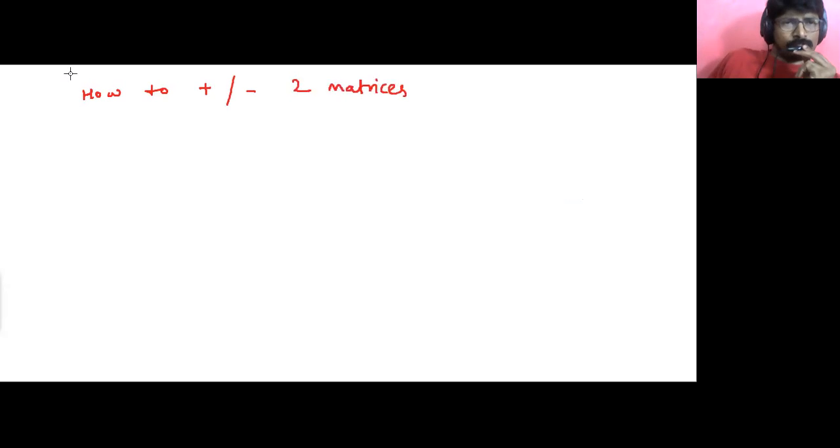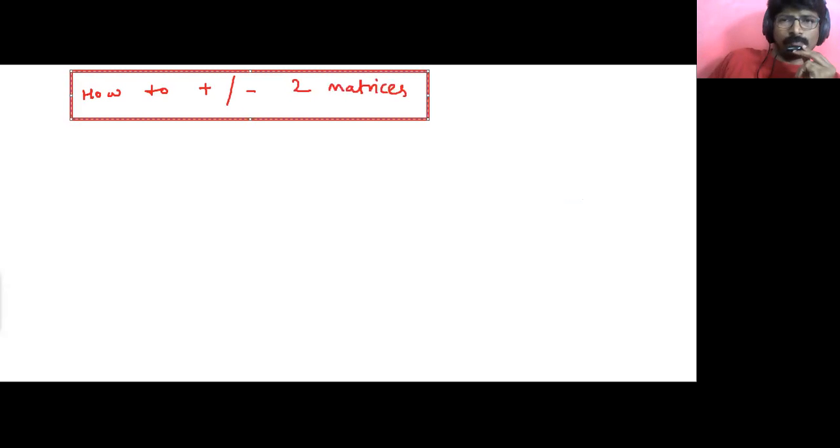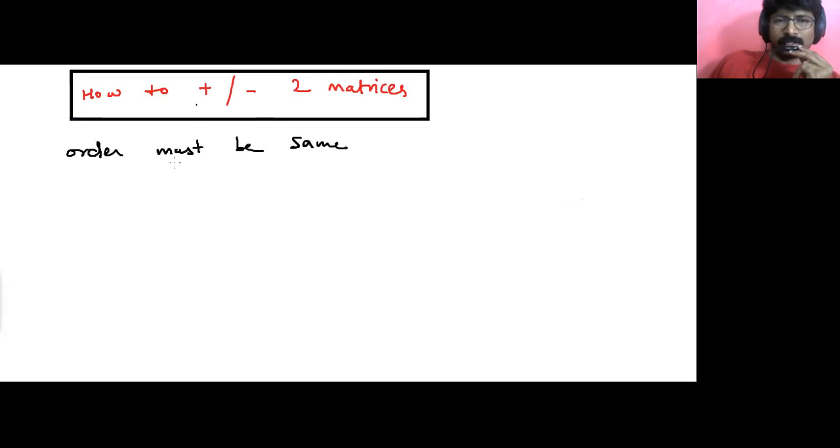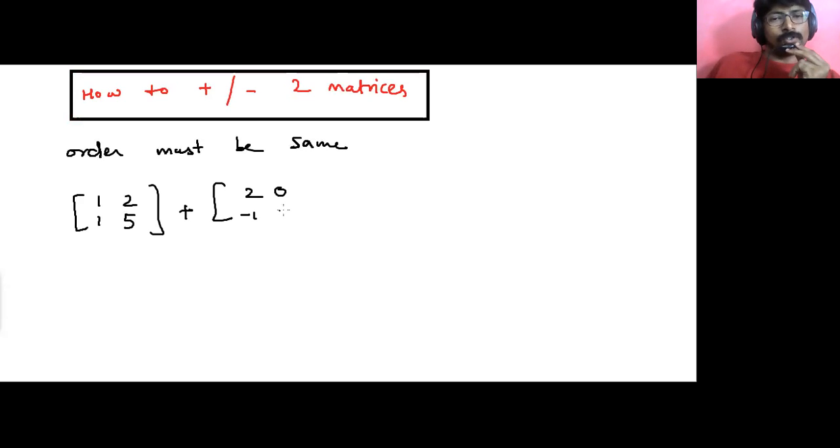So there is nothing as such typical, but yes, only one term and condition. And what is the term and condition? The order must be the same. Then only we can add or subtract. If the orders are different, we cannot add or subtract. What do you mean by that? Look at this. Say suppose this is 1, 2, 1, 5. And if there is plus 2, 0, minus 1, 2. Then how will we add these two matrices?